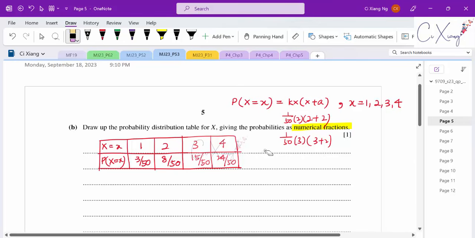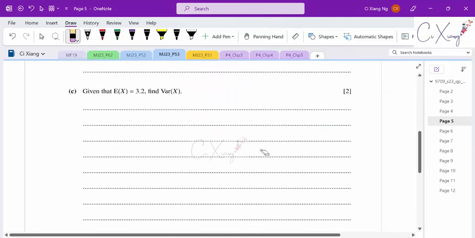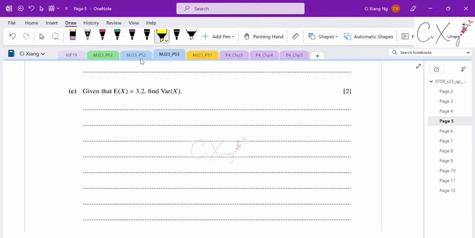Then continue to the next one, which is part C. So for part C, they give us the important value, mean. Mean is equal to 3.2. They want us to find out the variance.